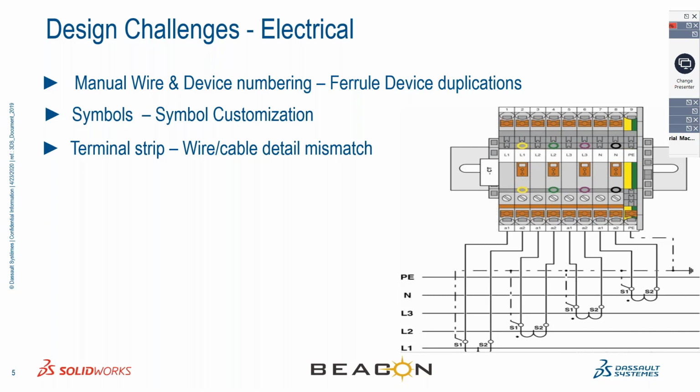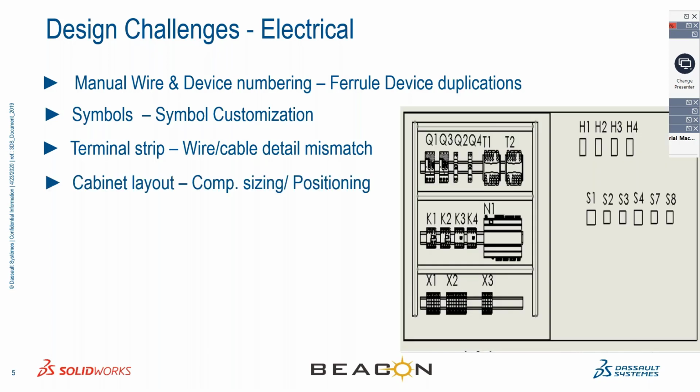Next comes the terminal strip designs, that is, the wire or cabling details, which need to be matched over the whole process. Next comes the cabinet layout, where we have to check the sizing of the components and also the positioning, which is important in any system.